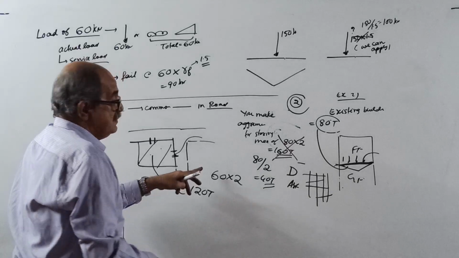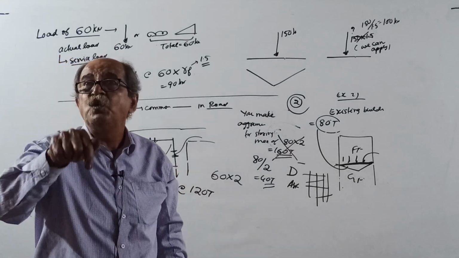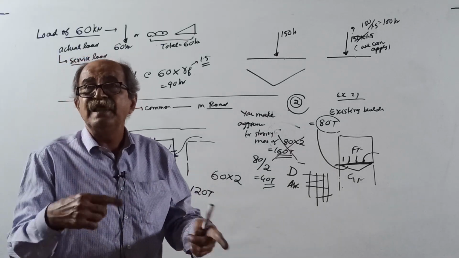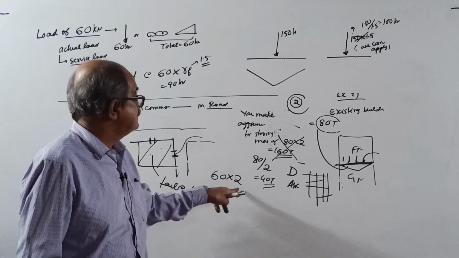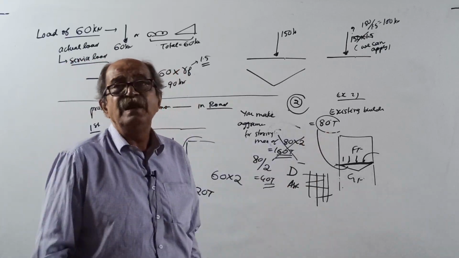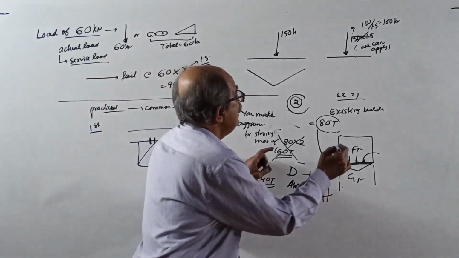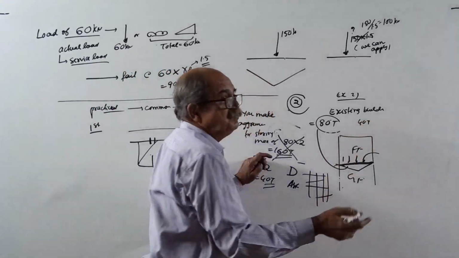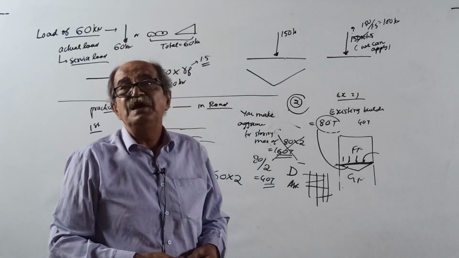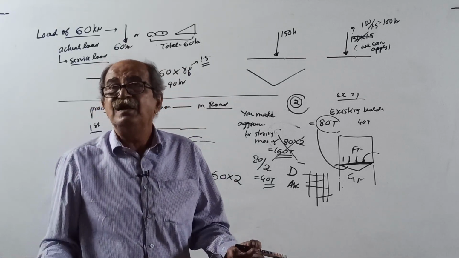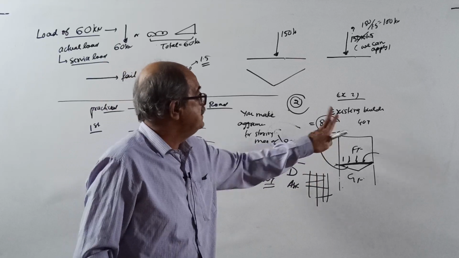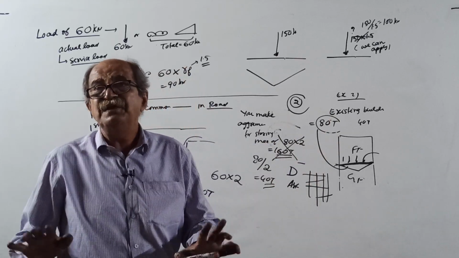Last time, 60 tons he wanted to store as working load, and you designed the slab to collapse at 120 tons. This time it will collapse at 80 tons, so you are making an agreement to store only 40 tons. Suppose by chance, without your knowledge, he puts 5 to 10 tons extra, nothing will happen. See, the margin is there. Very simple example.